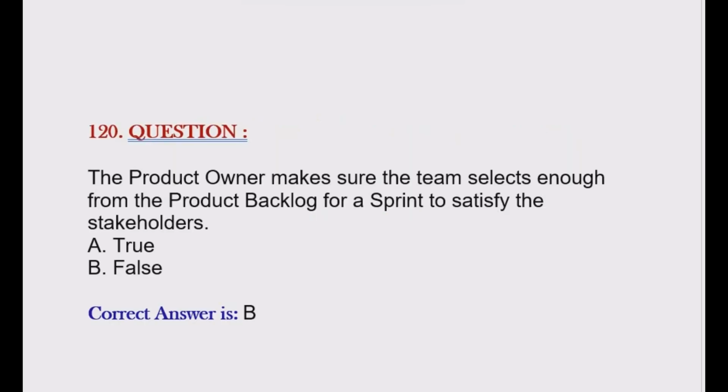Question is the product owner makes sure the team select enough from the product backlog for a sprint to satisfy the stakeholders. Options are true or false. Correct answer is option B, false.